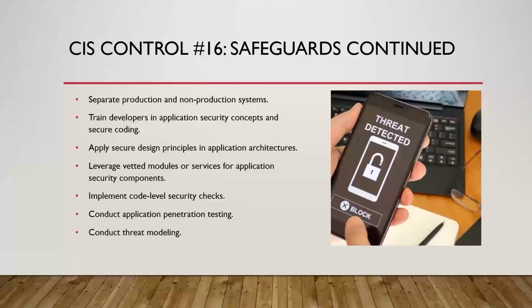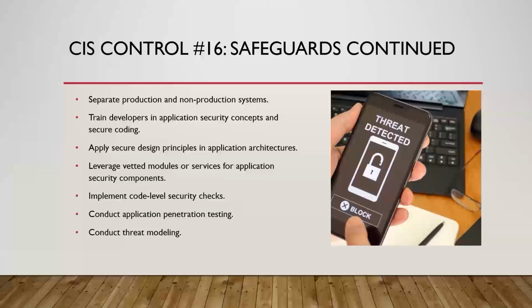Applying secure design principles in the application architecture. So again, just making sure that you're using proper design and building for security as opposed to bolting on security after the fact. Leveraging vetted modules or services for application security components. So again, if you're using any additional code out there, make sure you put proper security components in place. Also, using things that are best practices in industry, right? Around identity access management, around encryption, around auditing, around logging, etc.